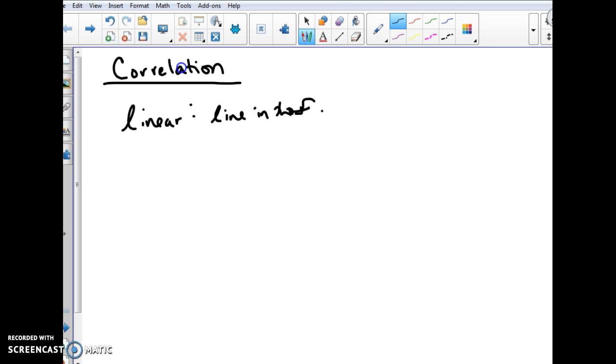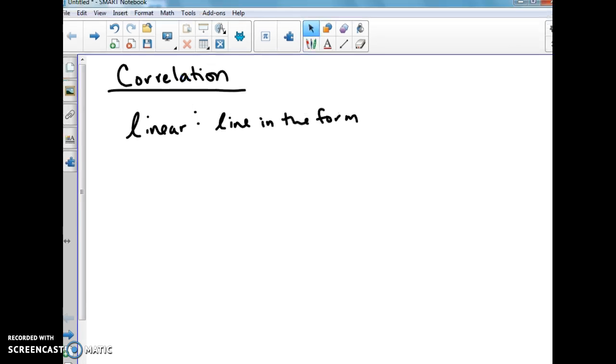Sorry about that, just recalibrated there. But so linear is in the form of y equals mx plus b. And we've talked about y equals mx plus b. It's your most basic form of a line.